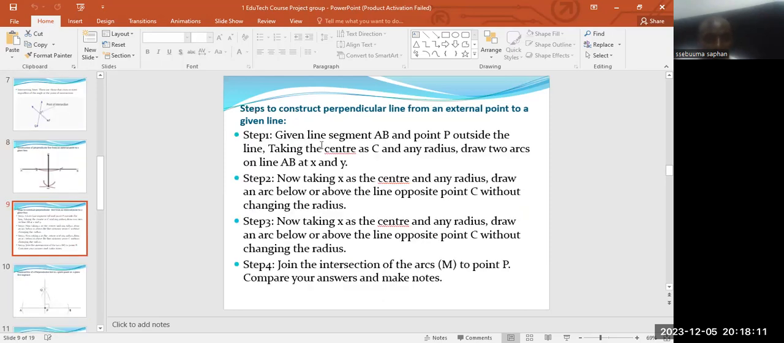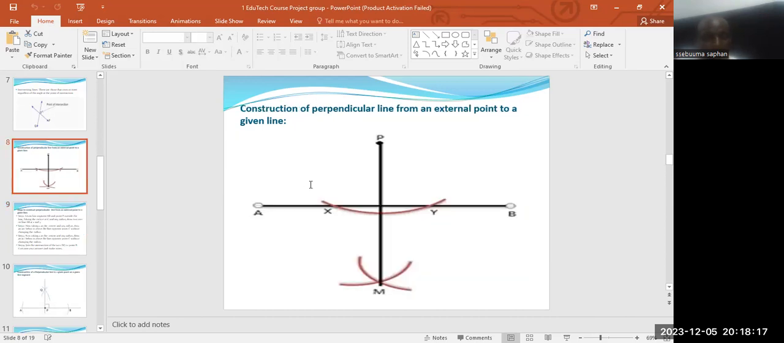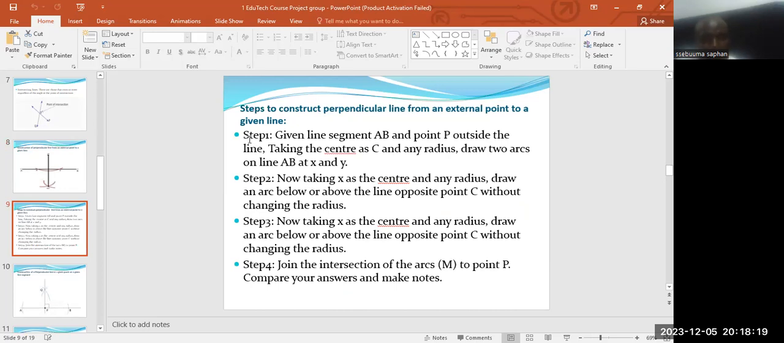These are the steps, and they are explaining how we have come up with this previous perpendicular line. As you can see, we have step 1, 2, 3, and 4. There are only 4 steps that we go through when constructing a perpendicular line from an external point to a given line. As you can see, you are given line segment AB and the point P outside of the line, and taking C and N as centers and a radius, you draw 2 arcs.